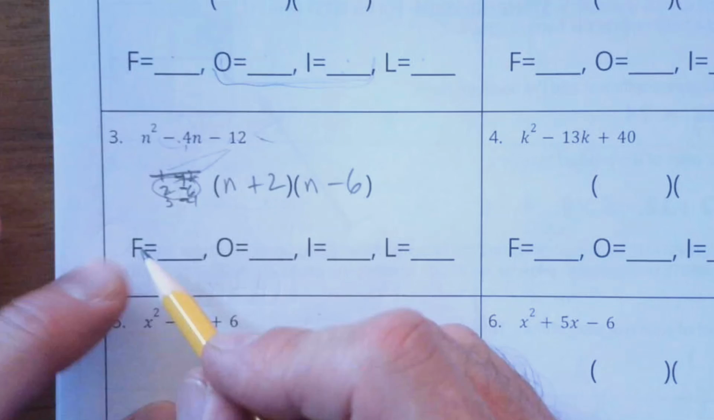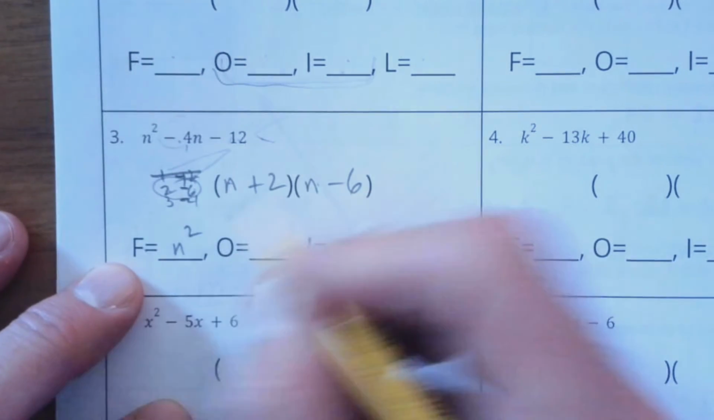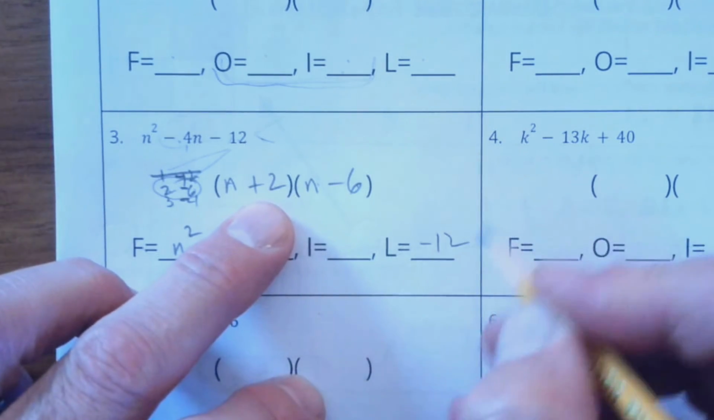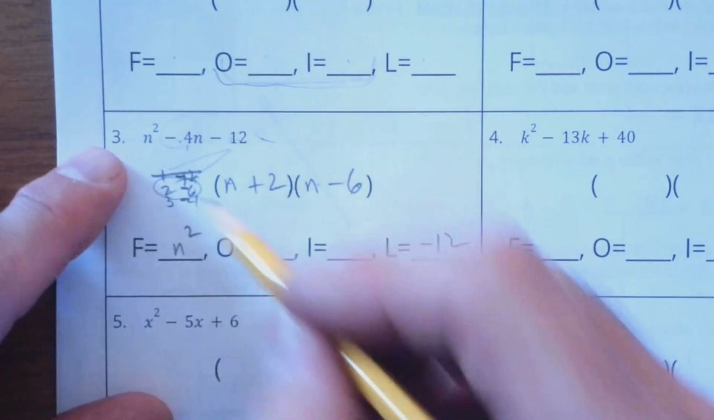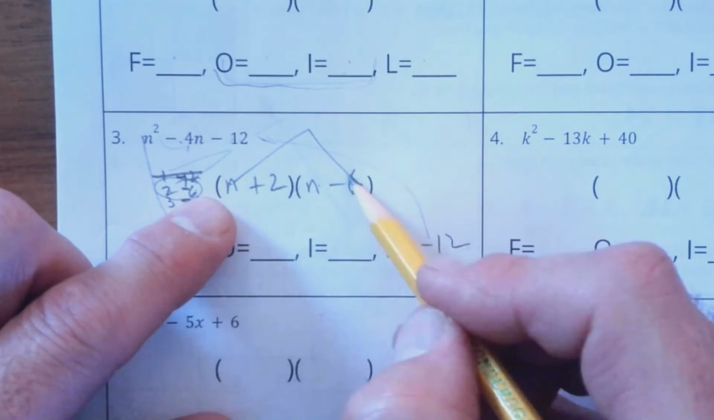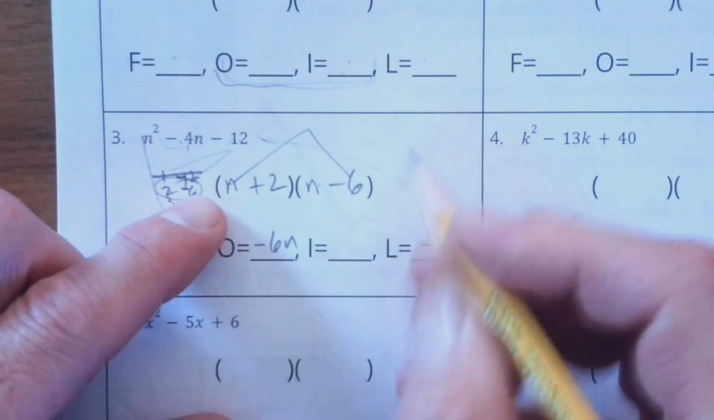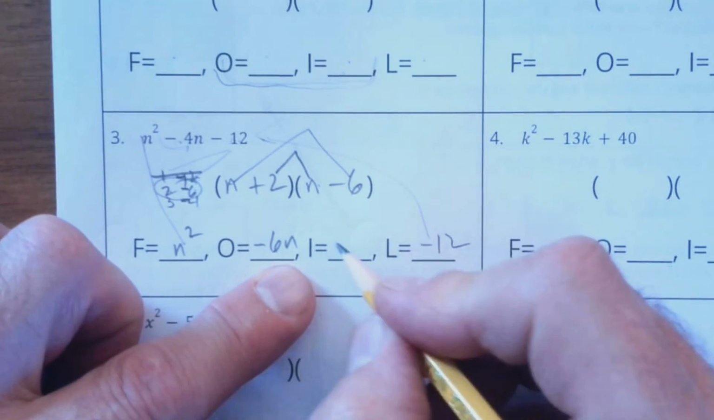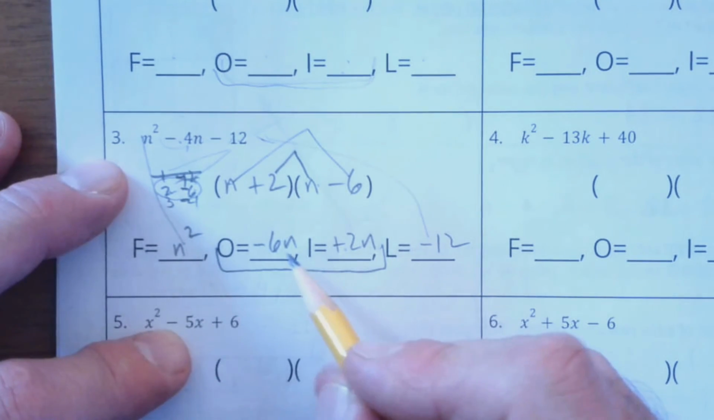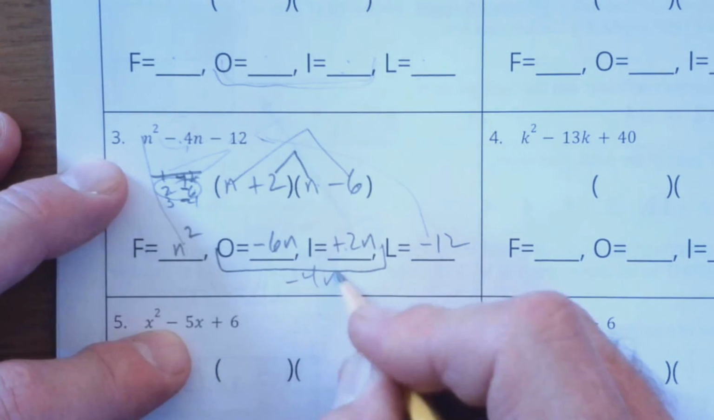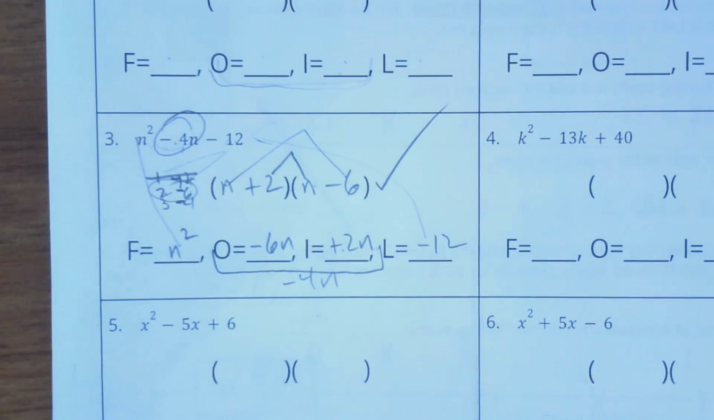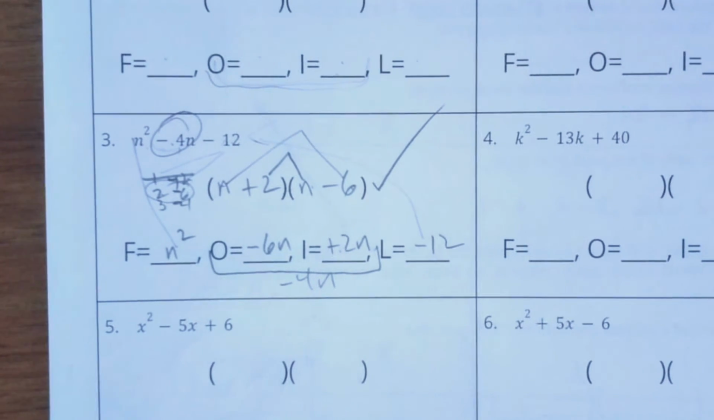Now let's check this. The firsts are n times n, which is n squared. The lasts multiplied are negative 12. So far those match. And then the outsides would be negative 6n. The insides would be plus 2n. And if you combine those, negative 6 plus 2 is negative 4n, and that was our middle term. We factored it correctly. Okay, I'm finally done talking.